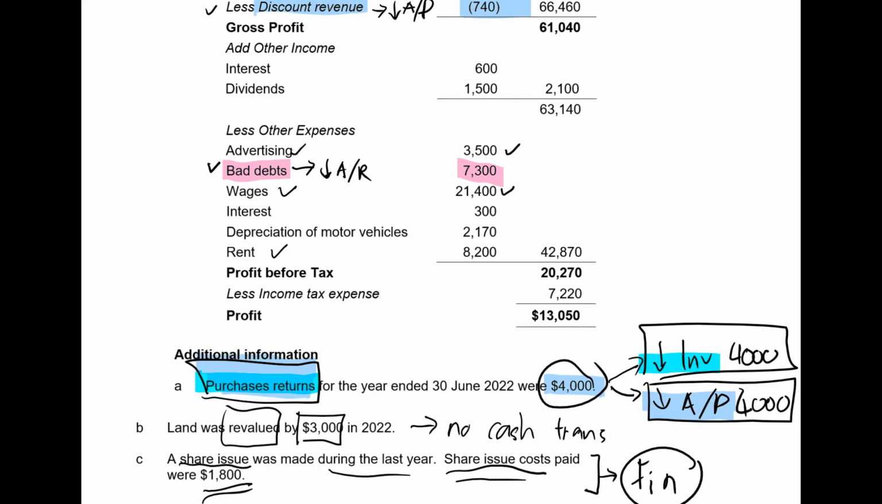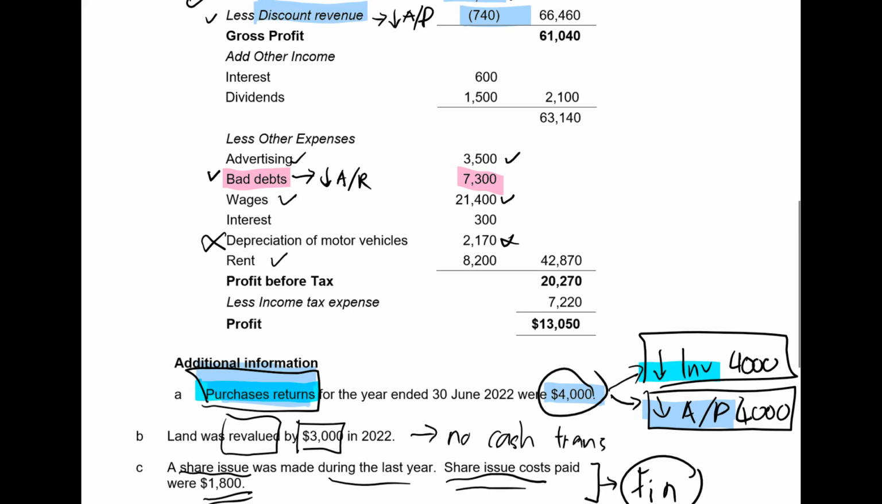Number four, you would have rental. Now interest has to be disclosed separately. Interest cannot be in payments to suppliers and employees, so I cannot include this first. Depreciation, there's no cash movement when it comes to depreciation. We don't record depreciation in the statement of cash flow, so we can just ignore it. And lastly, rental, 8,200.